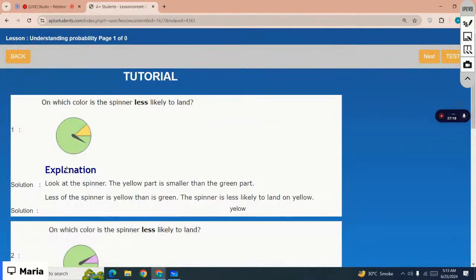Okay, on which color is the spinner less likely to land? Which is the correct option? Just look at the spinner. The spinner has two portions. The smaller portion is yellow, the greater one is green, right? So the one that has the smaller portion is the one where the spinner is less likely to land, right? So yellow has the smaller portion, that means it will be less likely to land on yellow. Got it? The correct option is it will be less likely to land on yellow.